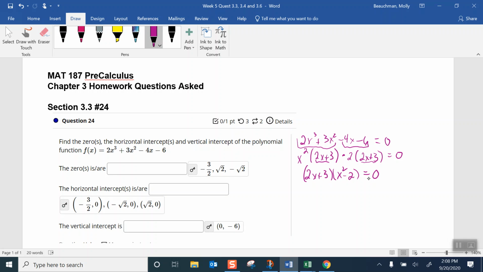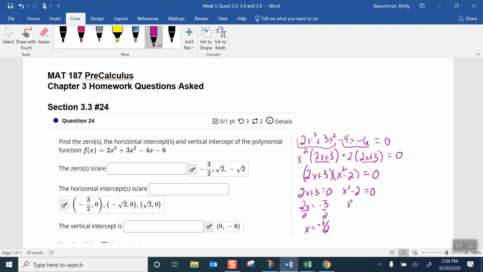All right, now that we've got this fully factored, set each factor equal to 0. 2x plus 3 is equal to 0, and x squared minus 2 is equal to 0. Solve each individually. We get 2x equals negative 3. Divide both sides by 2. X equals negative 3 halves is one of the zeros.